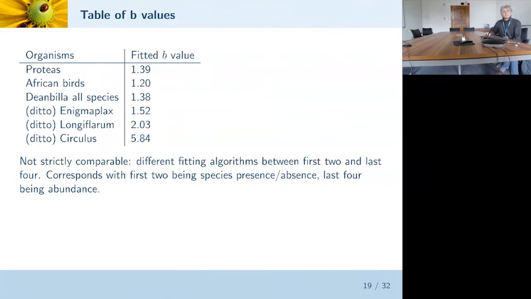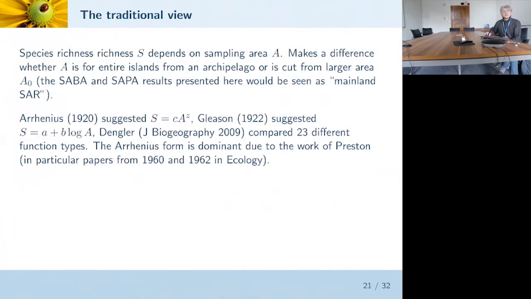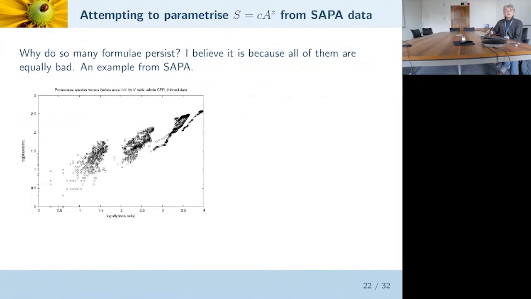Okay. So the first question that I want to ask is, is the species area relationship a function? I won't spend too much time on this. The idea is that S is equal to C times A to the Z. And if we try to follow this up and we use the data that I've showed, the South African Protea Atlas data, this is for a very, very large number of data. I'm actually showing just a few of the points.